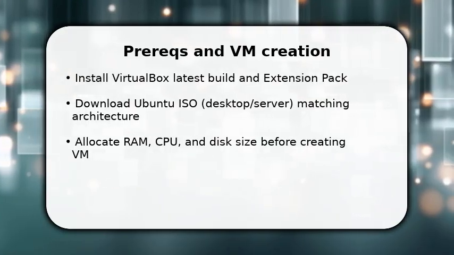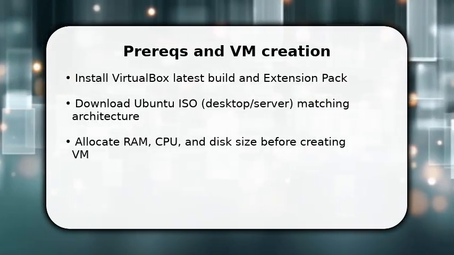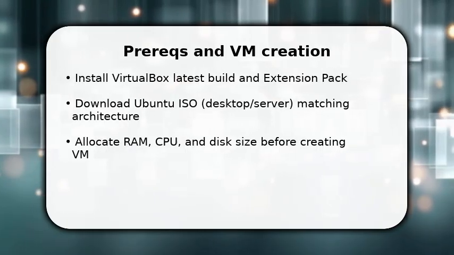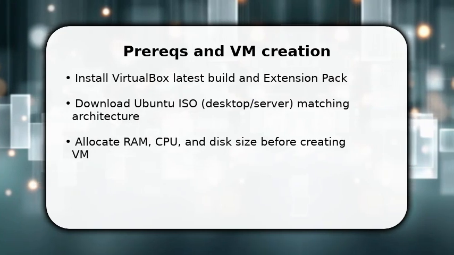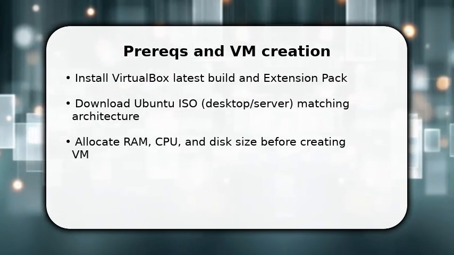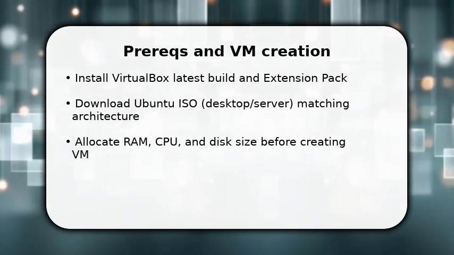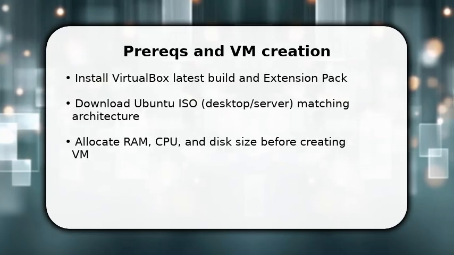Allocate memory now, don't overcommit, use 2-4 GB for desktop, 1 GB for server. Create a virtual hard disk, VDI dynamically allocated, and set the size you planned. Once the VM exists, open settings to finish hardware configuration.